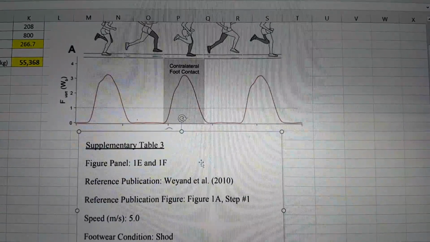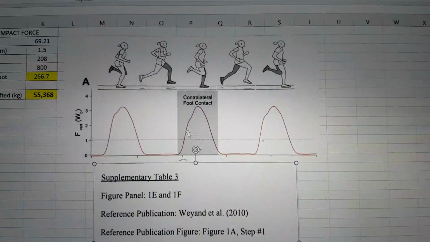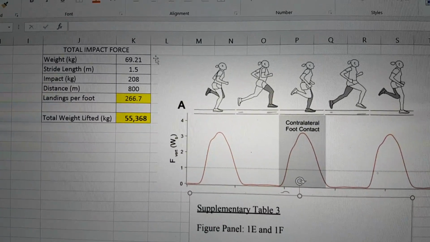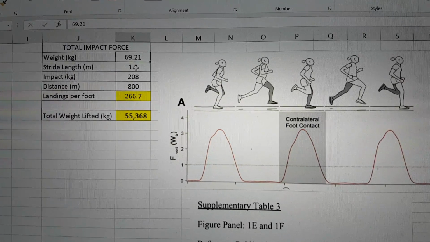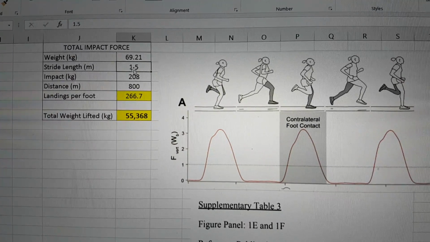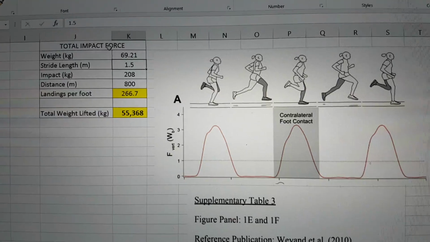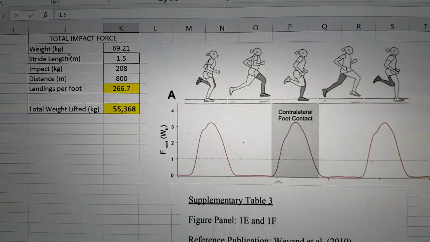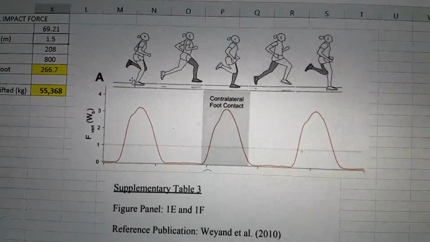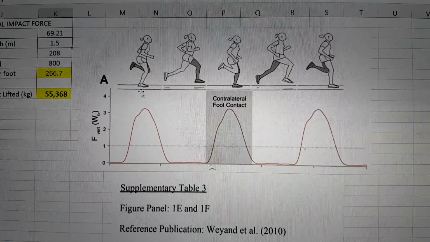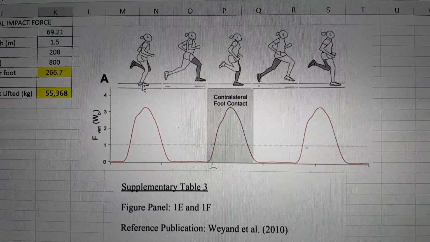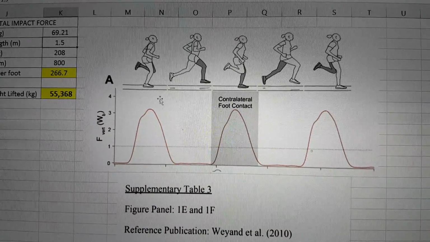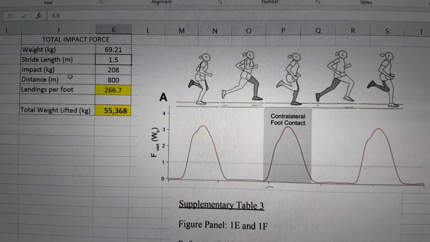So let's assume that this runner is a very talented 800 meter runner. And if we put in those numbers, so 69.21 kilograms, let's assume a stride length of 1.5 meters, which is pretty realistic, I think. Stride length is nothing but the distance between successive landings of the same foot. So from here to about here, which is 2 cycles, so that's 1.5 meters.